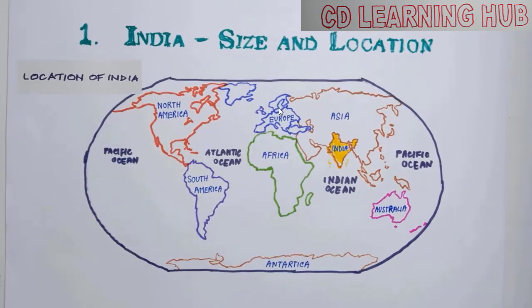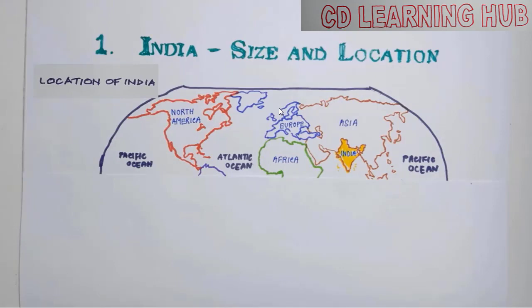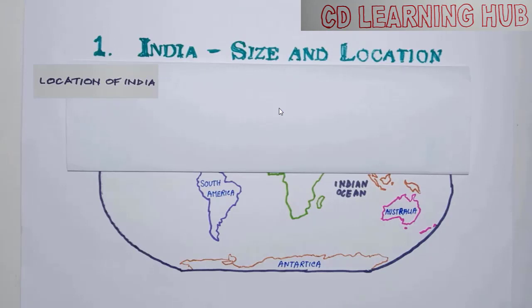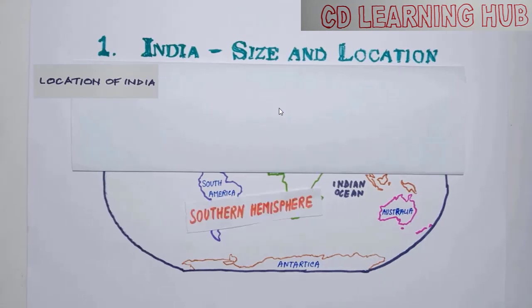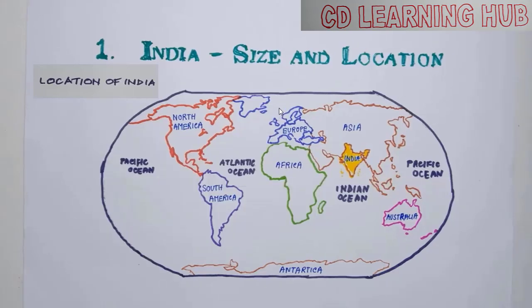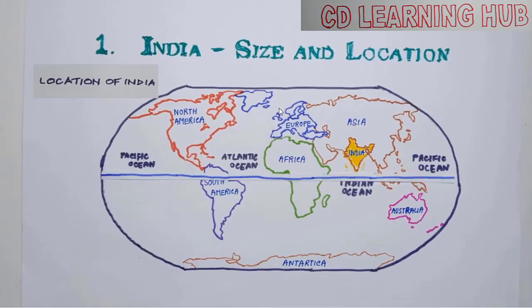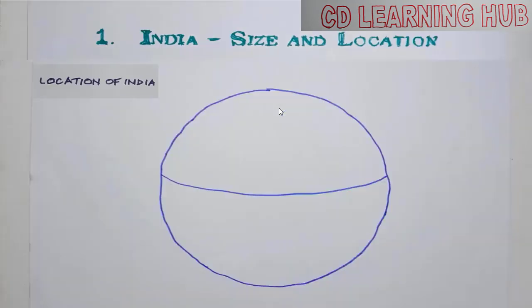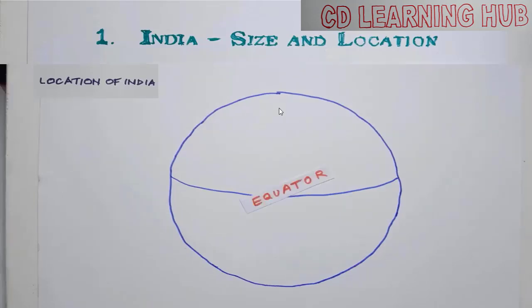Again, this is the northern part of the world and so it is called northern hemisphere. Similarly, this is the southern part of the world and it is called southern hemisphere. And the line that separates the northern hemisphere from the southern hemisphere is called the equator. So this is the horizontal imaginary line which divides the northern hemisphere and the southern hemisphere into two equal halves, and this is the equator.